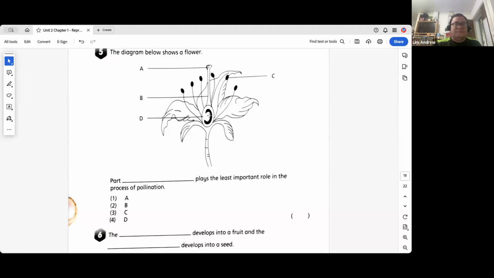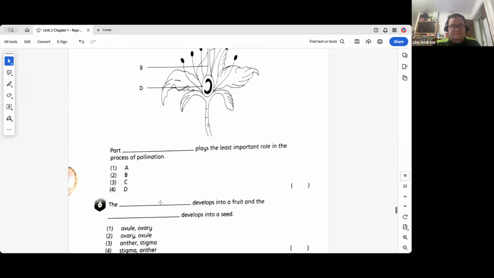So the process of pollination will end after the pollen grain starts on the stigma and grows the pollen tube. Fertilization will take place once the pollen tube hits the ovary and the male and female cells fuse. That's when fertilization starts. Therefore, the answer for this question is D.